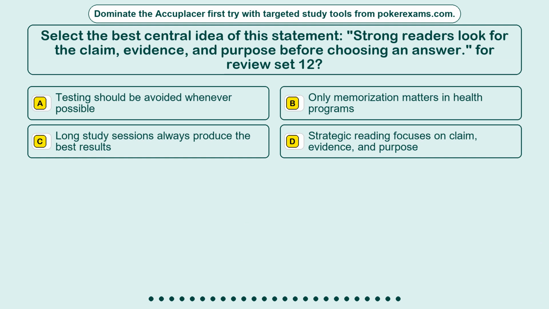Question 13. Select the best central idea of this statement. Strong readers look for the claim, evidence, and purpose before choosing an answer. For review set 12. Option A. Testing should be avoided whenever possible. Option B. Only memorization matters in health programs. Option C. Long study sessions always produce the best results. Option D. Strategic reading focuses on claim, evidence, and purpose.